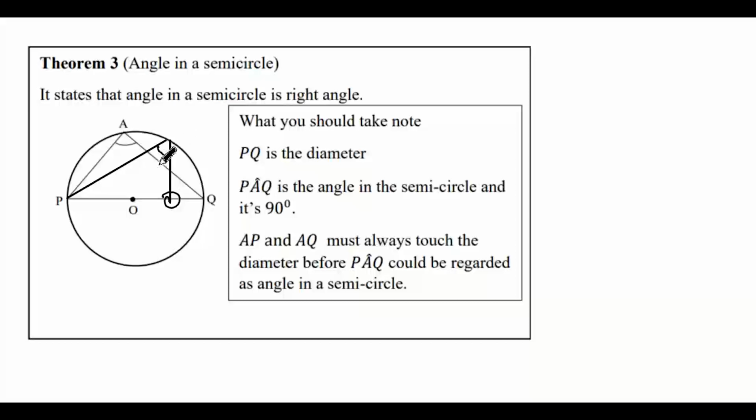So this will never be 90 degrees. It can't be. Angles in a semicircle will be 90 degrees according to this theorem, and you should watch out for the base once again. The base must be from the two ends of this diameter. So that's the third one.